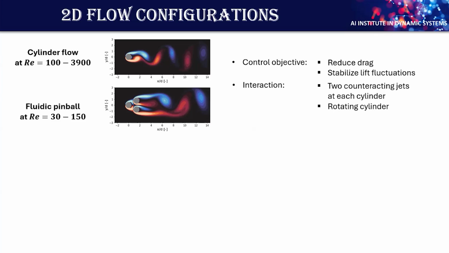And even today, new results are reported more or less every month, which show new details about this kind of flow control problem. Therefore, I guess we all agree that the cylinder flow should always be part of some kind of standardized benchmark scenario. In our work, we provide validated environments for a Reynolds number range of 100 to 3900. Our main control objective here is similar to literature. We want to reduce the drag as well as stabilize lift fluctuations.